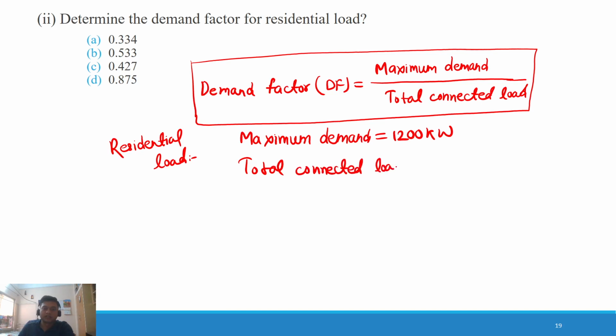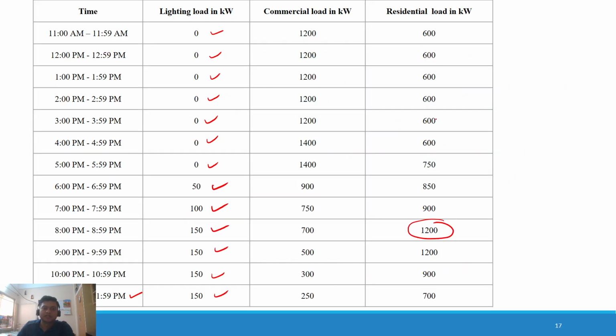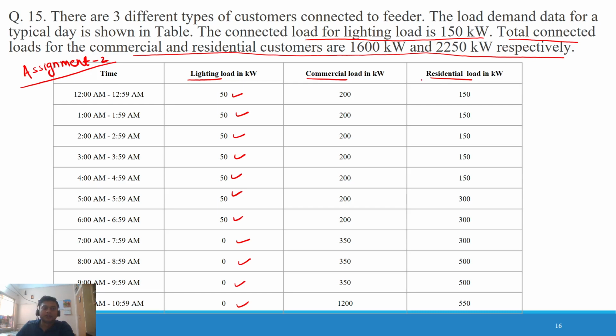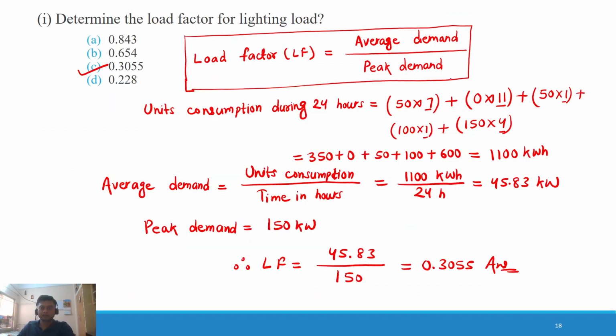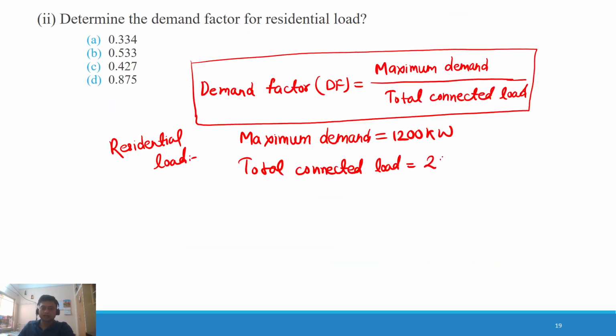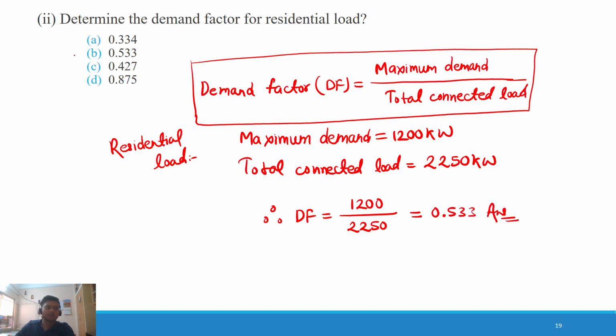Total connected load given for residential customer is 2250 kilowatt. Hence, we can find the demand factor. It is the ratio of maximum demand to the total connected load. So it will give you 0.533. So option B is correct.